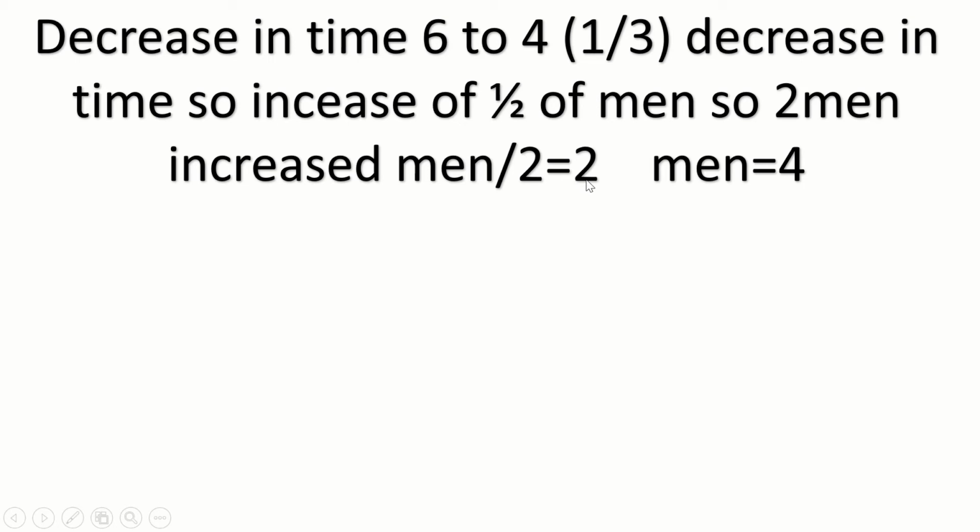So men by 2 is equal to 2. Men is equal to 4. So initially 4 people are there. They were working for 6 days. But if two extra men are added, 6 men will be able to work, and they will complete it in 4 days. This is a simple problem.